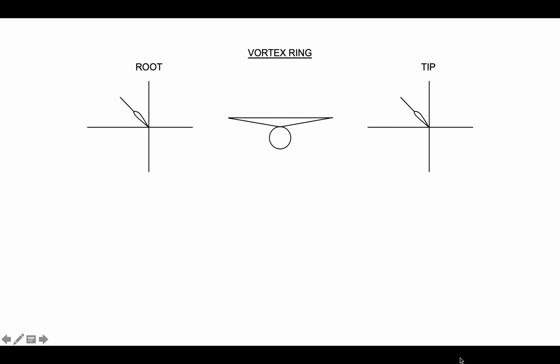So we're going to look at vortex ring. Here we have our helicopter, and we're going to be looking on a diagram at what's happening at the tip and the root. We've got our induced flow coming through, and we could build it up individually, but we're just going to go straight to this point here.